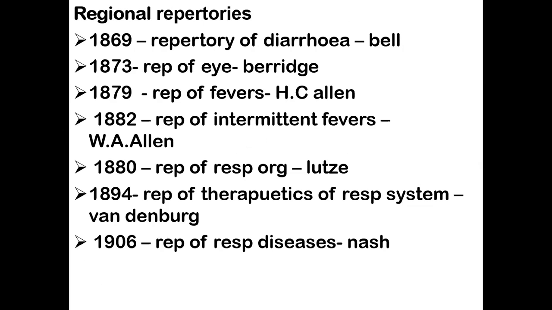Now, regional repertories. As we know, this term is already explaining itself: regional repertories. They deal with a particular region or particular thing, like fever; it's not on a holistic basis. It's just for particular conditions. In 1869, repertory of diarrhea. Again, it's important, so just make a star against it. In 1869, repertory of diarrhea given by Bell. In 1873, also important, repertory of the eye given by Master Berridge.